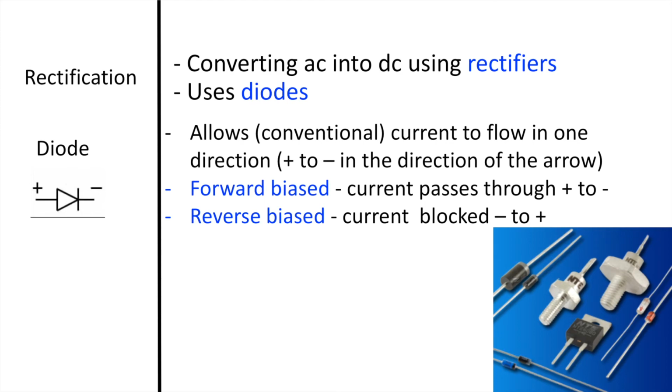To do this, rectifiers use something called diodes. A diode is a device that allows conventional current to flow in one direction, from positive to negative, in the direction of the arrow. A diode is called forward biased when the current passes through positive to negative, and it is called reverse biased when it blocks negative to positive current.